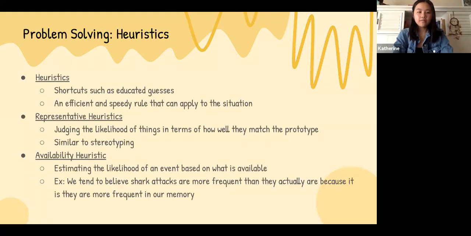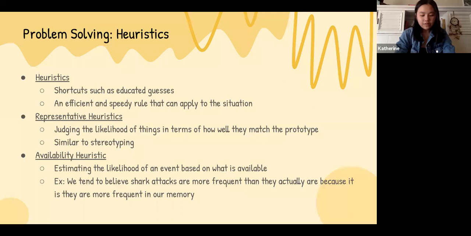Okay, and then we have heuristics. So heuristics are shortcuts such as educated guesses. It is an efficient and speedy rule that can apply to the situation. A lot of times, kind of just think common sense or just using your brain. That is heuristics. And then there's different types of heuristics. We have representative heuristics. So this is judging the likelihood of things in terms of how well they match the prototype. And this is kind of similar to stereotyping.